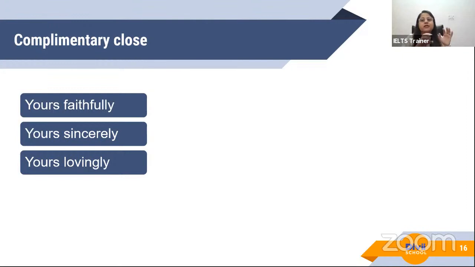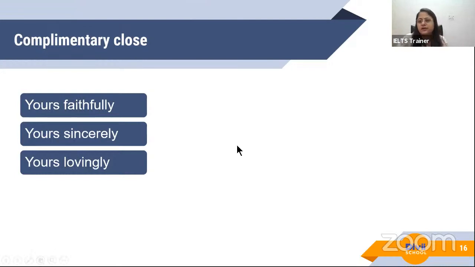So you will be writing these words according to, again, the question or the sense of the question, and then after this you will write your name. That's it. Here you're going to finish your letter. You have these five parts, which should be included in your letter when you're supposed to write a letter in your IELTS writing.